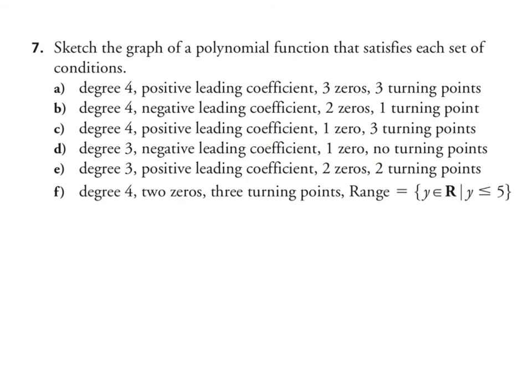Sketch the graph of a polynomial function that satisfies each of the conditions. Let's go A. All right, degree 4, positive leading coefficient. So the positive leading coefficient has to end up high. 3 zeros and 3 turning points. So it's got to be degree 4. So you're going to go 1, 2, that's already 2 zeros, 3, 4, like that.